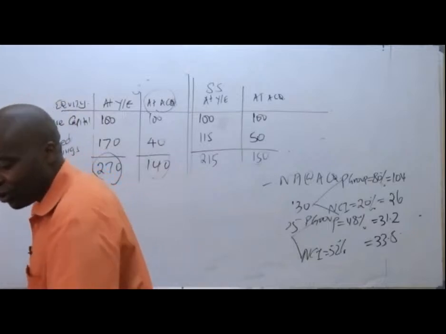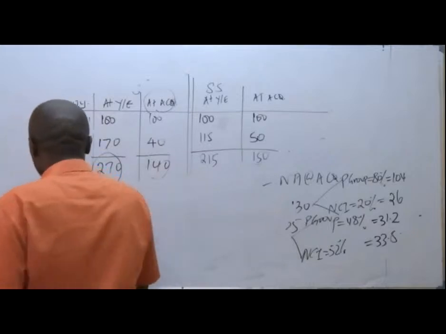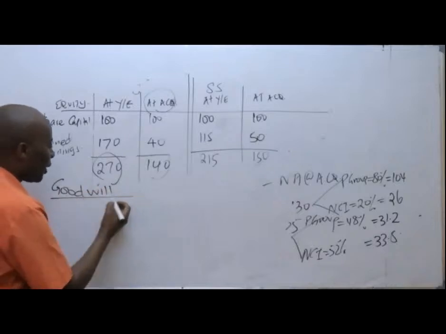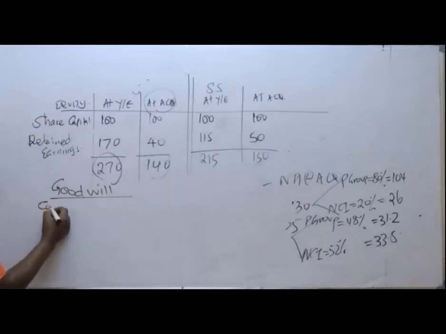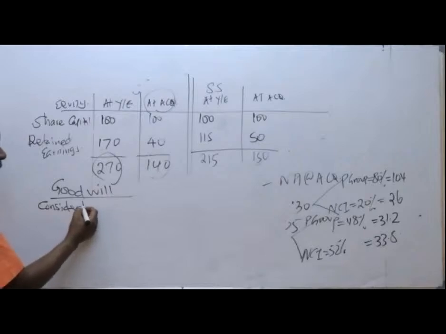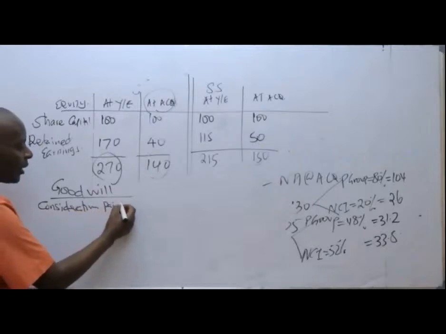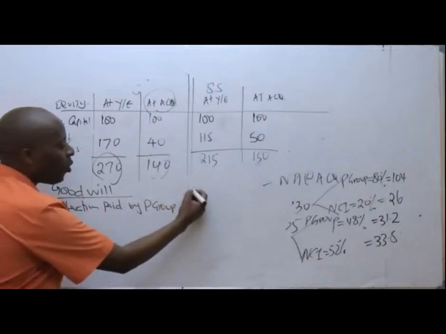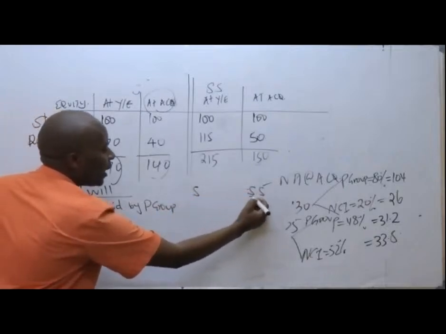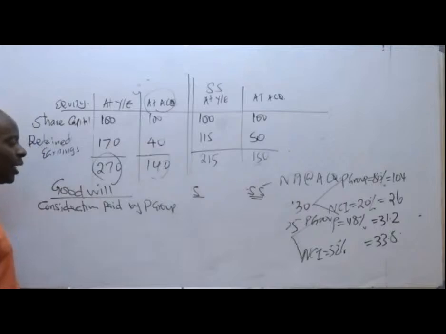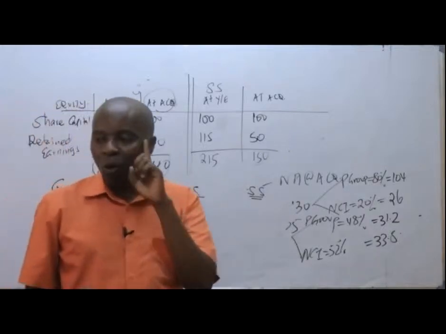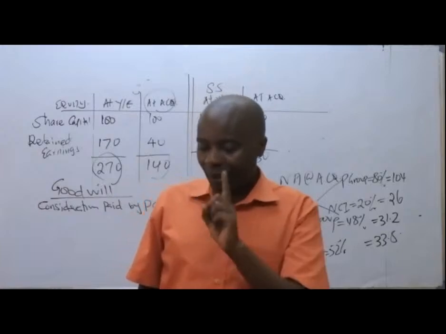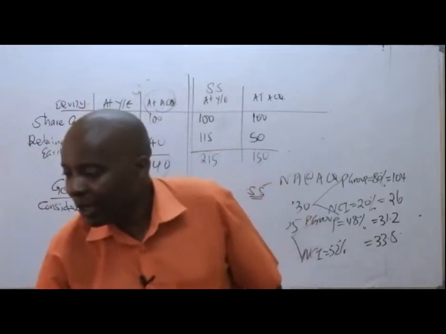A working for goodwill. So for goodwill, we have in this case the consideration paid by P group to acquire S and to acquire SS. P group, remember. Ladies and gentlemen, P group paid how much?